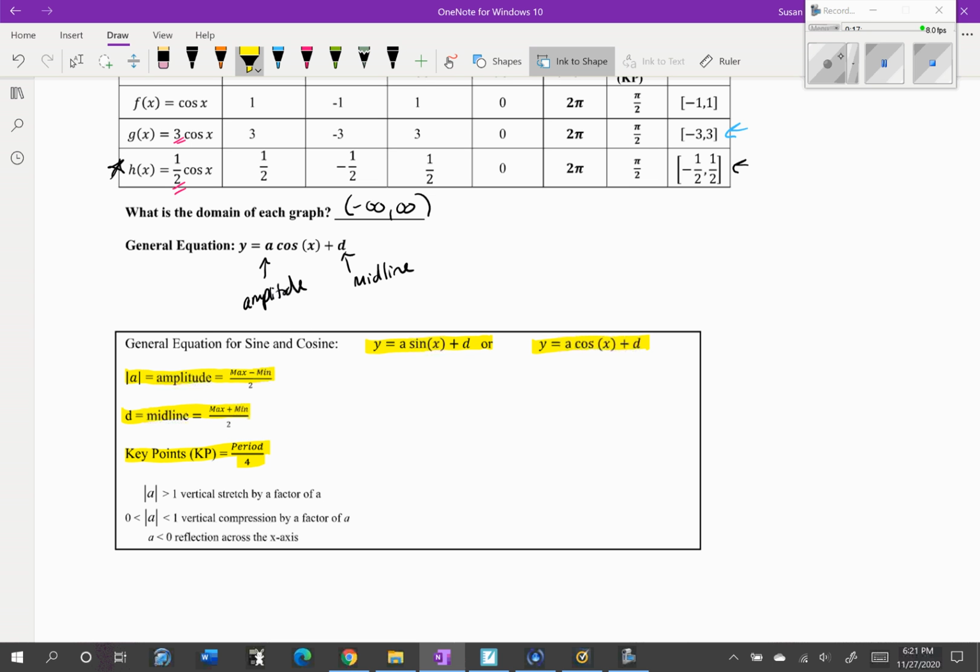And so remember, we've already talked about vertically stretching and vertically compressing our graphs before. So remember when that value in front, the a value, is greater than 1, it's a vertical stretch by a factor of a. If it's in between 0 and 1, it's a vertical compression. And remember, if a is less than 0, it's a reflection across the x-axis. So we're going to go ahead and look at some of these.